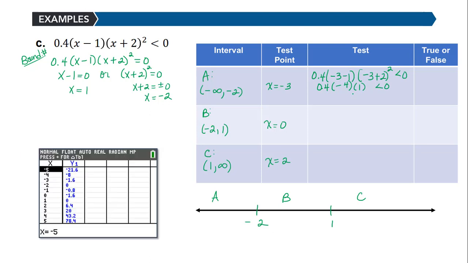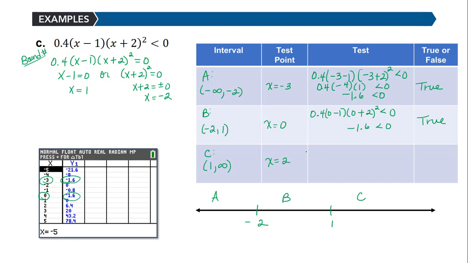so a positive times a positive is actually positive, which is not less than 0. Now, if you wanted to use your calculator and look at the output values on the table, you can. If I plug in -3, my output value is -1.6. Notice that it's negative, and is that less than 0? Yes, so that is true. If we plug in 0, 0.4 times 0 minus 1 times 0 plus 2 quantity squared, is that less than 0? When I plug in 0 on my calculator, I see that the output value is, again, -1.6. Is that less than 0? Yes, that is true.